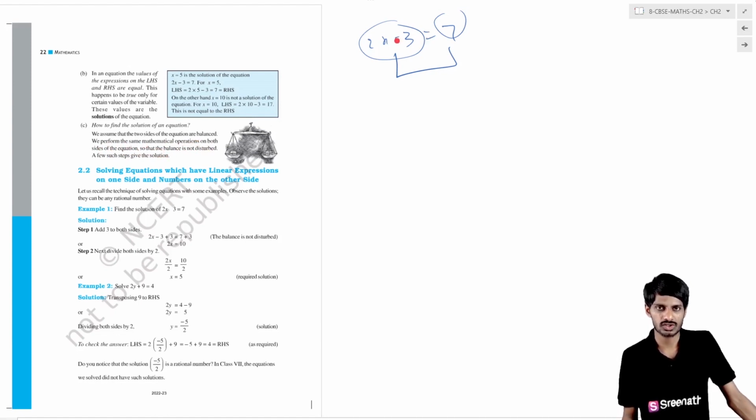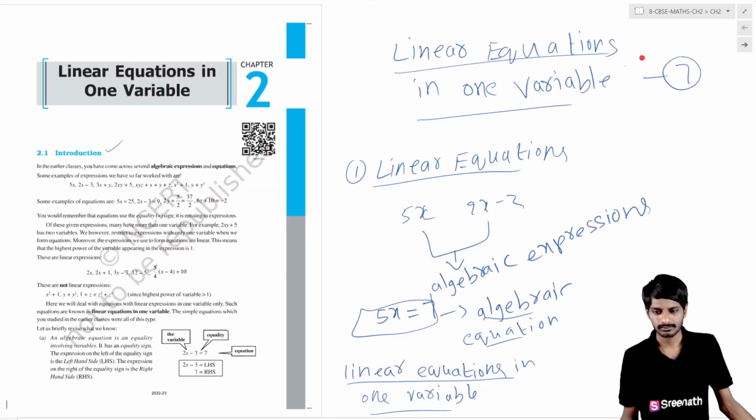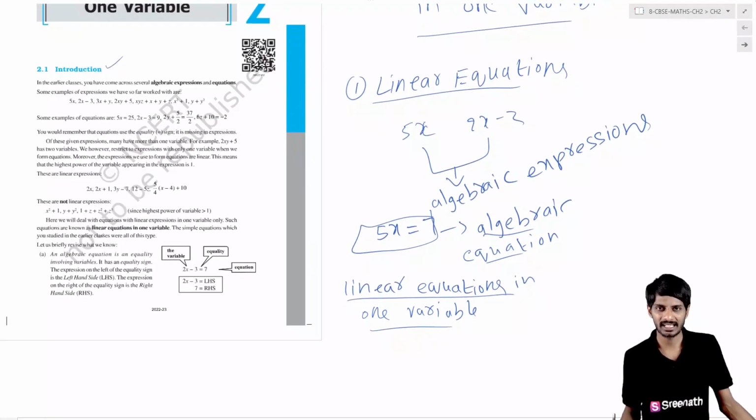So how to find the solution of this equation? It is very simple. We have to follow the same steps on both sides. If you add, you have to add on both sides. If you multiply, you have to multiply on both sides, forming some steps until finally you get the solution. How to get the solution we will discuss in the next topic. But here this is the previous knowledge about algebraic equations.